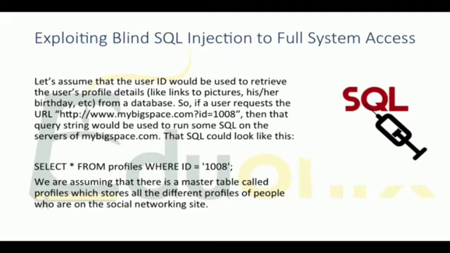So if a user requests that URL, then that query string would be used to build some SQL on the servers of mybigspace.com. That SQL could just as easily look like this: select star from profiles where ID equals 1008. We're assuming that there's a master table called profiles, which stores all the different profiles of people on the social networking site. So the theory is you could change 1008 to 1007 and you would get somebody else. That is how things like MySpace used to be set up as well, by the way.